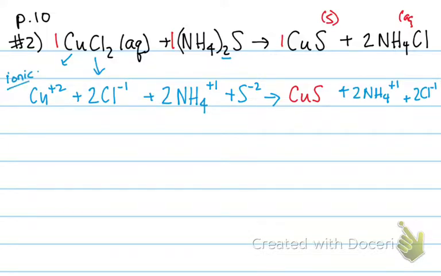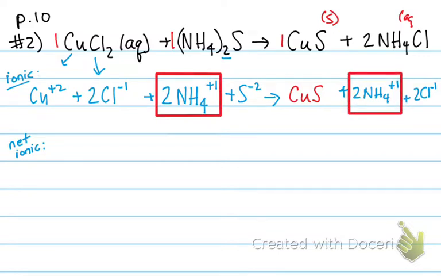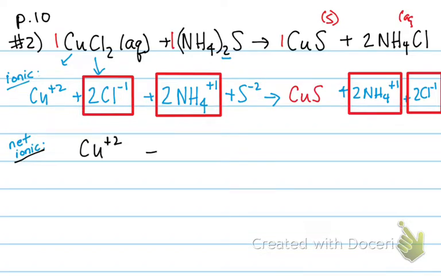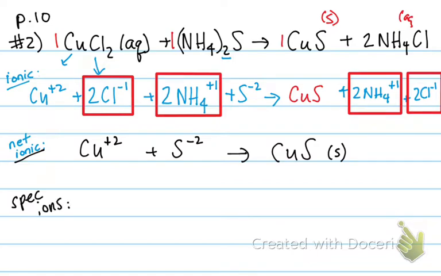Now the net ionic is what came together to make the precipitate. So I look at the spectators and see who did not participate in the reaction. So it looks like it's ammonium because it appears on both sides, and the chlorine. So those are my spectators. And therefore my net ionic is what came together to make copper sulfide. So that's copper +2 and sulfur -2 made copper sulfide, which is a solid. And my spectator ions will be chlorine and ammonium.